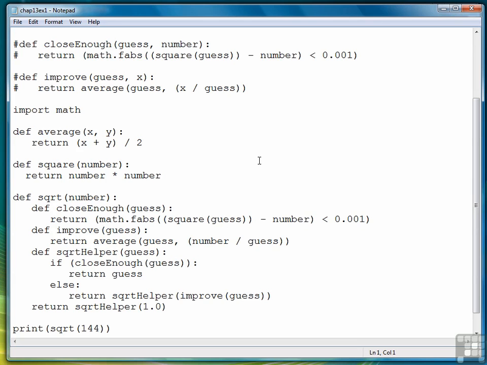So with that, we wrap up this exercise and we wrap up this chapter on scoping and nested functions.